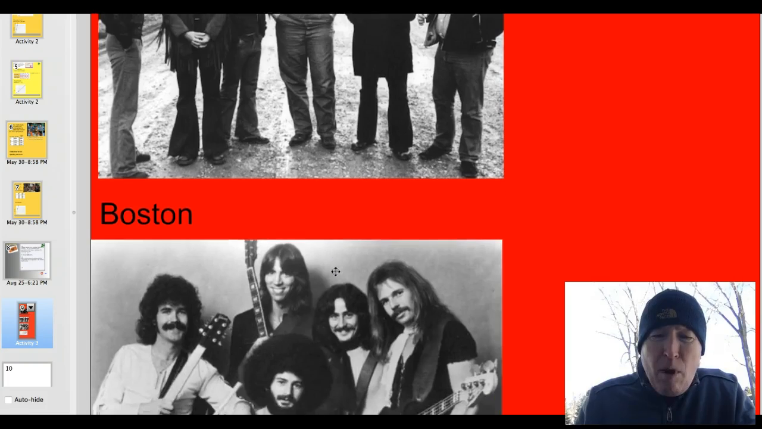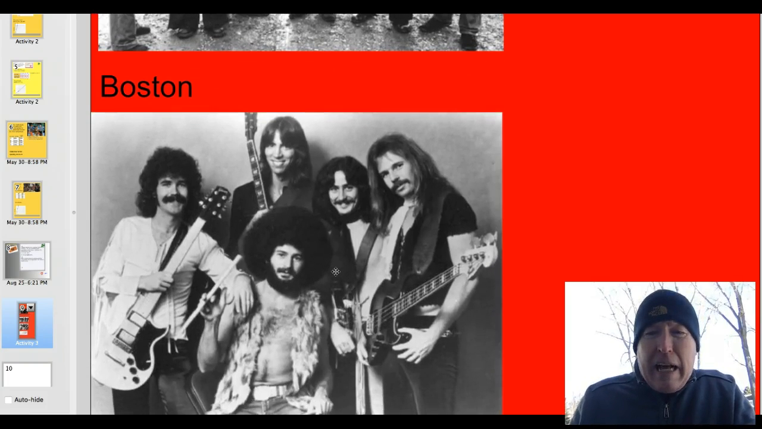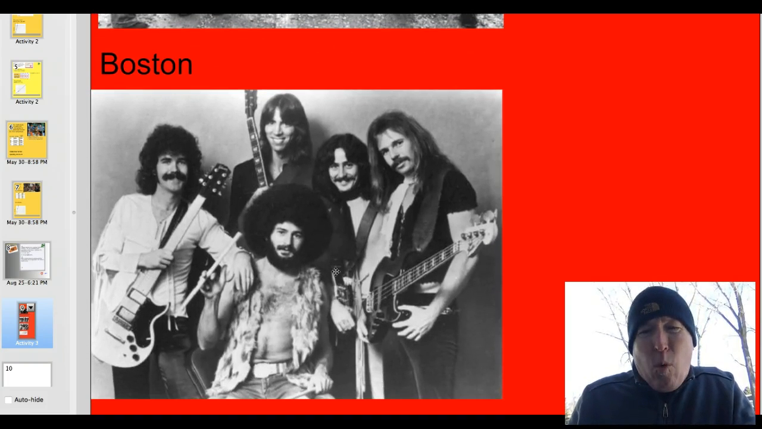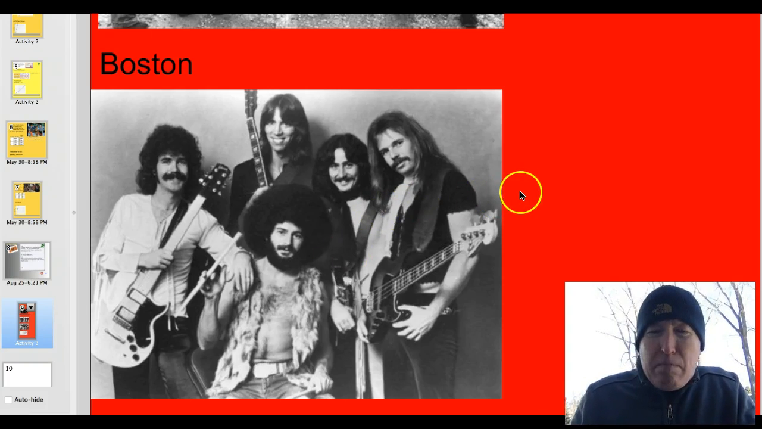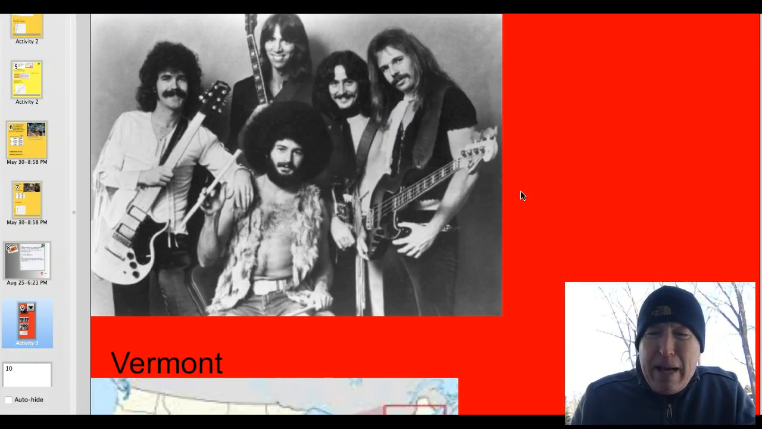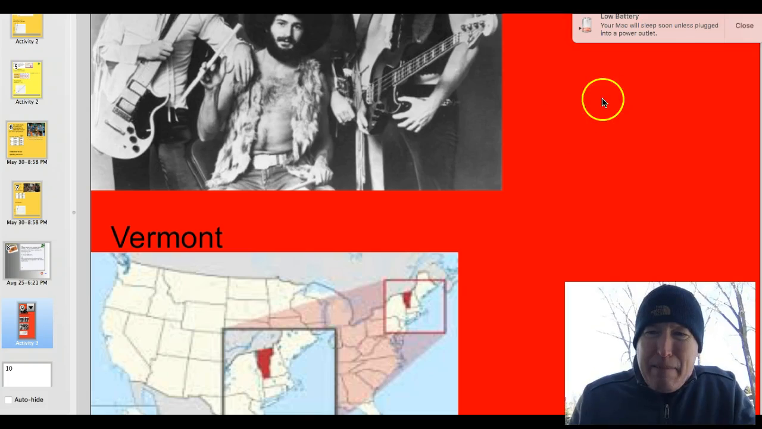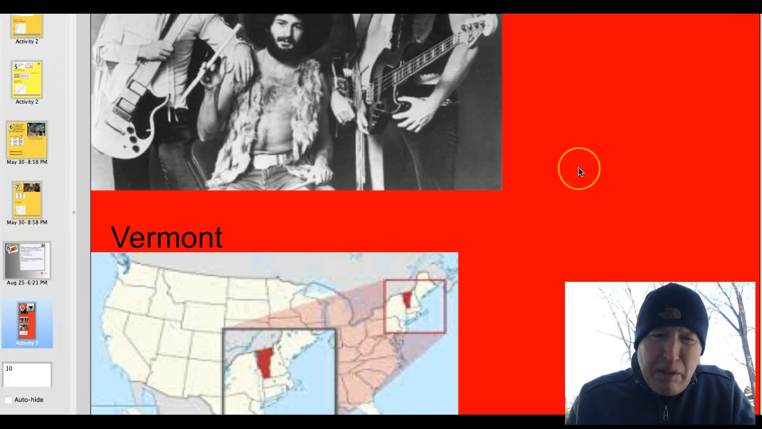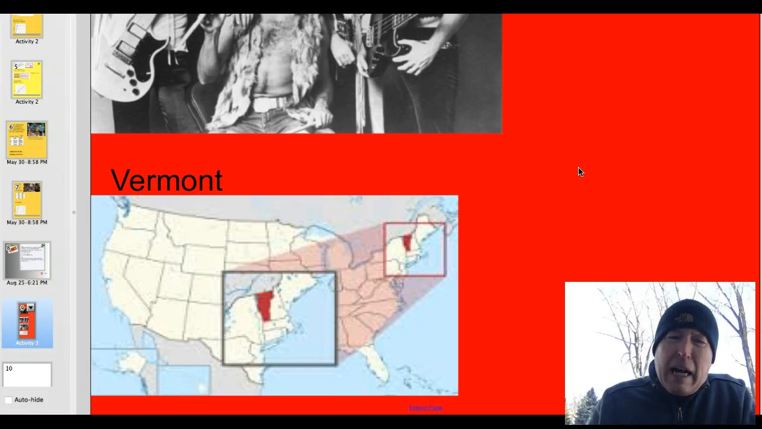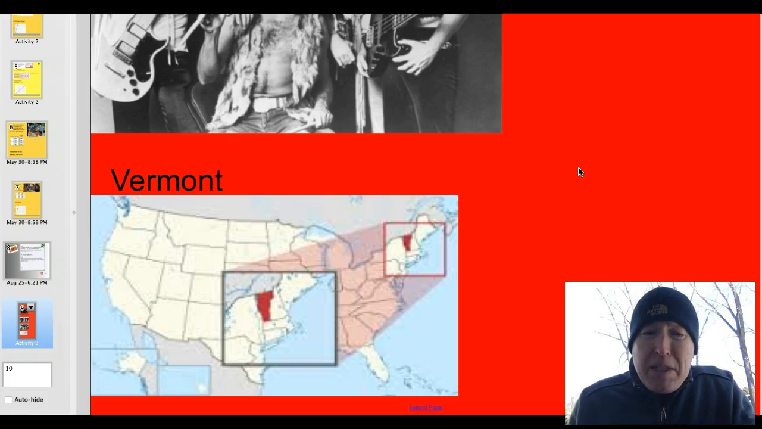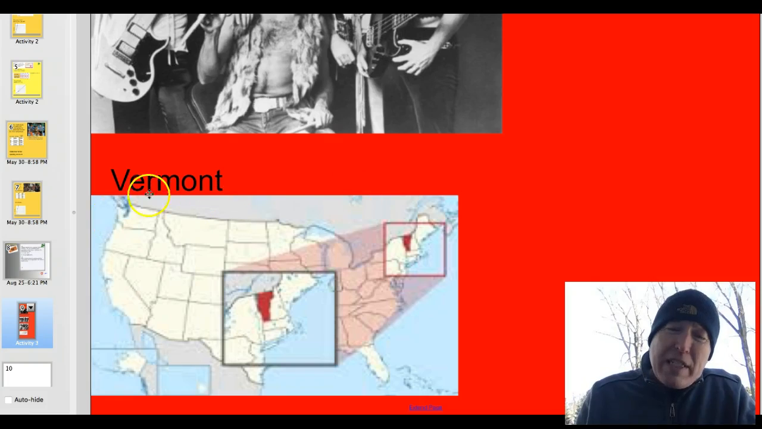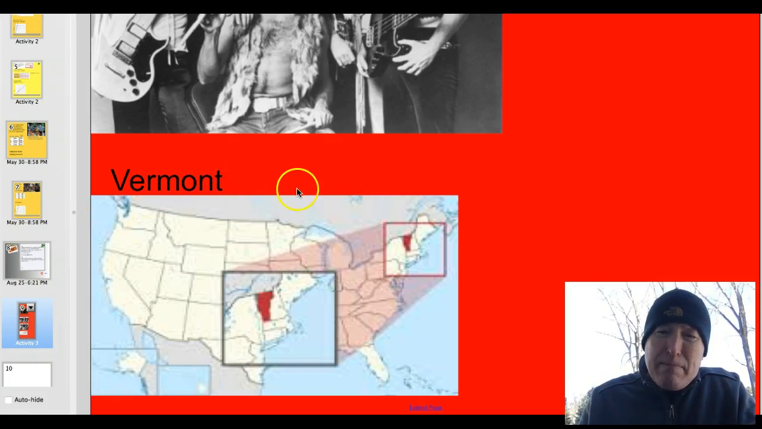Boston. Boston was also a band. There's a lot of hair there too, but not quite as much. They sang a song called More Than a Feeling. Vermont was not a band. It's a state, as a matter of fact. Looks like my battery's going to die. It's so cold out here too. Vermont is a state. Actually, the word Vermont means green mountains. Kind of translated from French. Vert means green. Mont means mountain. Vermont, green mountains up here in New England.